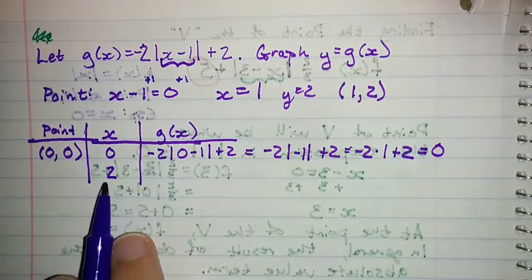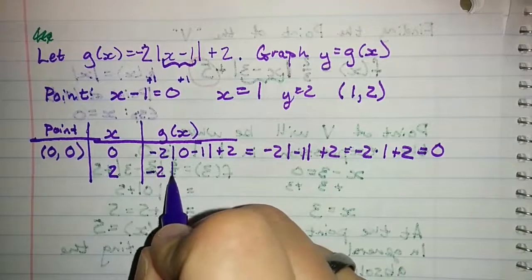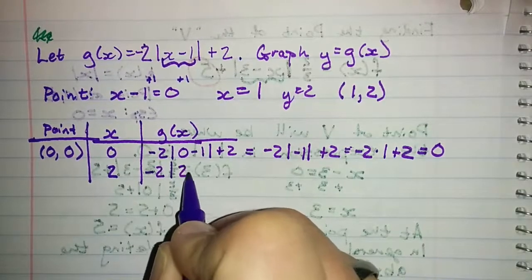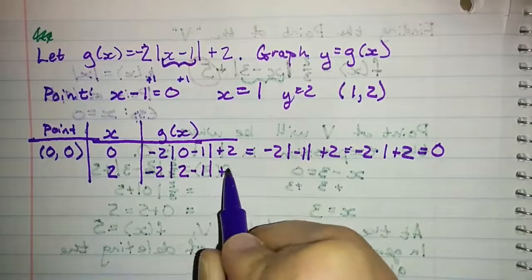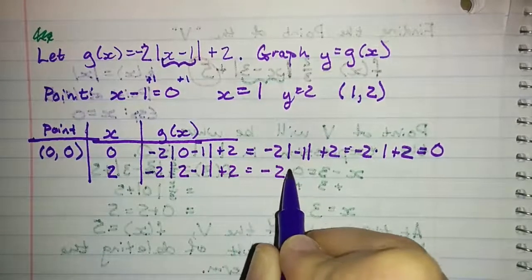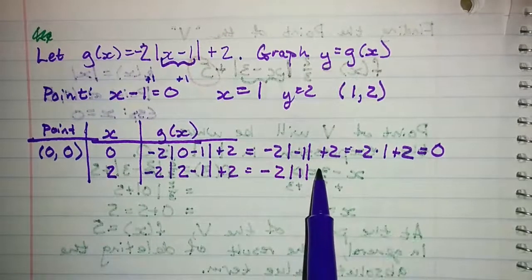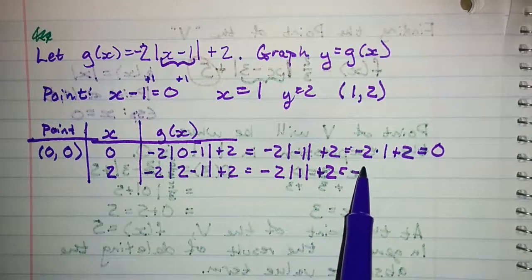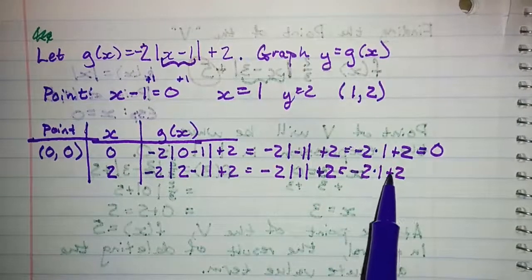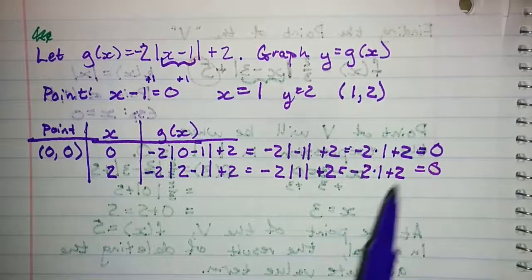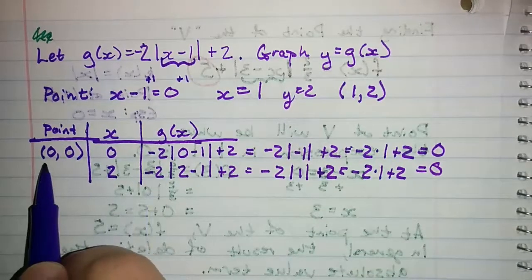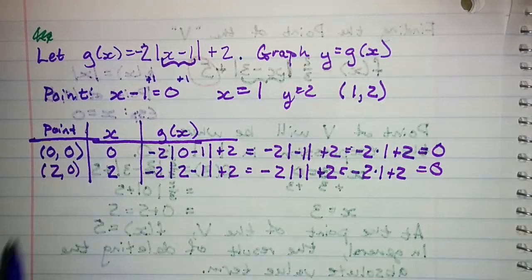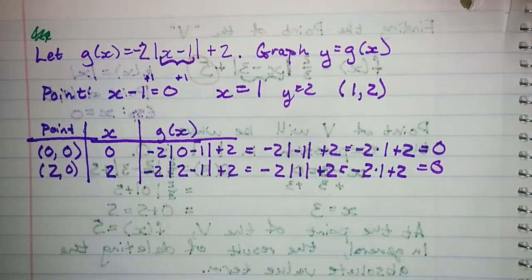All right, how about g of 2? That'll be negative 2 times the absolute value of 2 minus 1, plus 2. That's negative 2 times the absolute value of 1, plus 2. That's just negative 2 times 1, plus 2. So just like up here, that works out to 0. This point will be 2, 0. Those values don't seem too far out of line. So I'm just going to draw my ordinary axes.